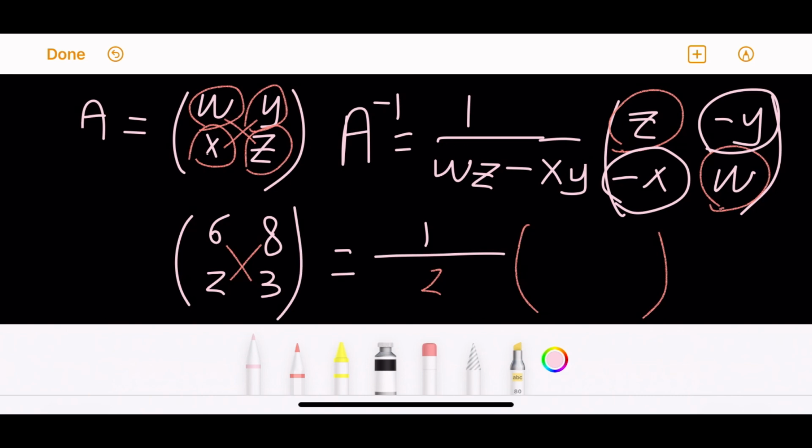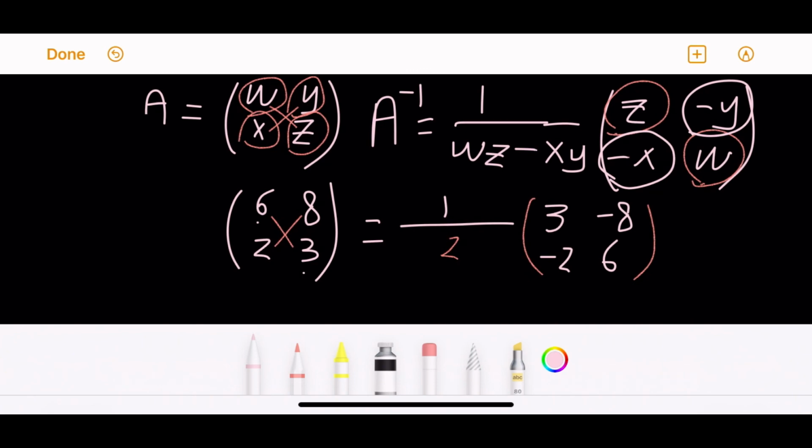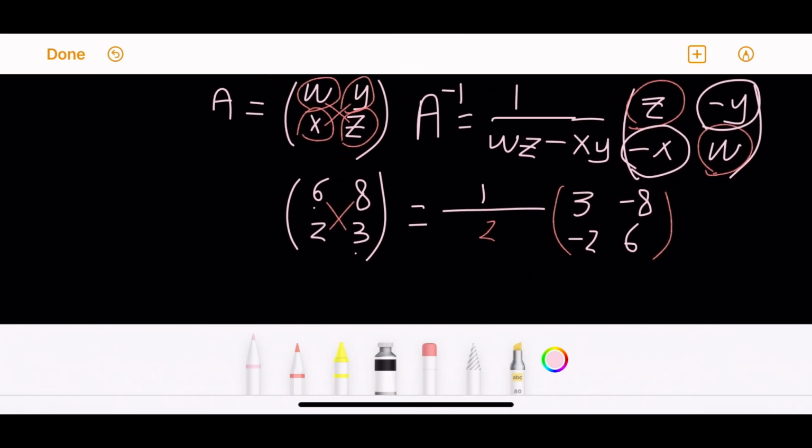So I'm going to do that right now. In the place of 6, I'm going to put 3, and in place of 3, I'm going to put 6. And then for 2 and 8, they stay in their position, but they change sign. Positive 2 changes to negative 2. Positive 8 changes to negative 8. Really be careful if these two numbers are negative. Don't put the signs wrong. And then you just multiply these two.